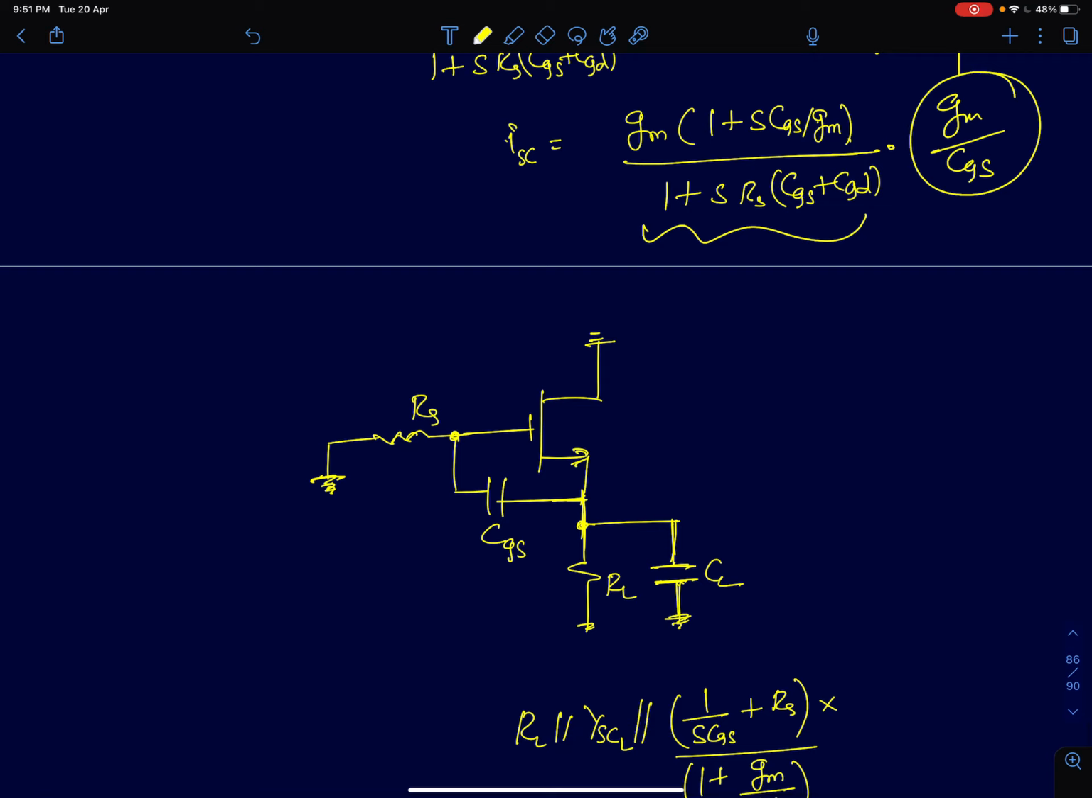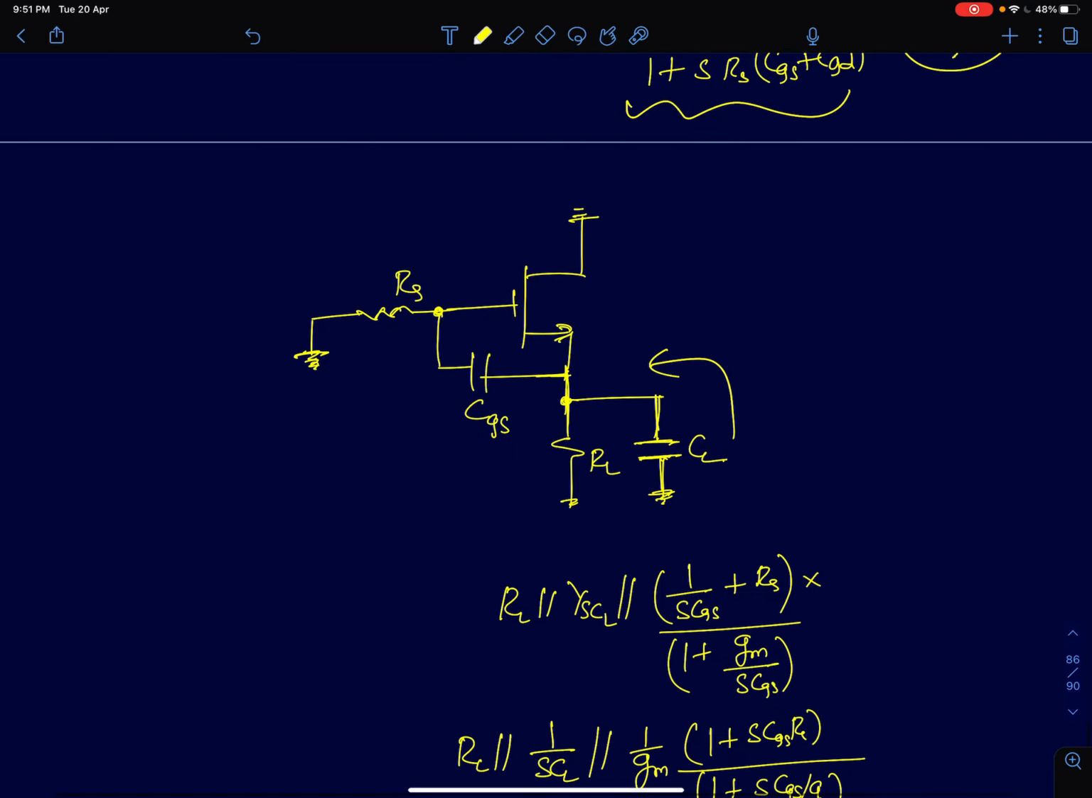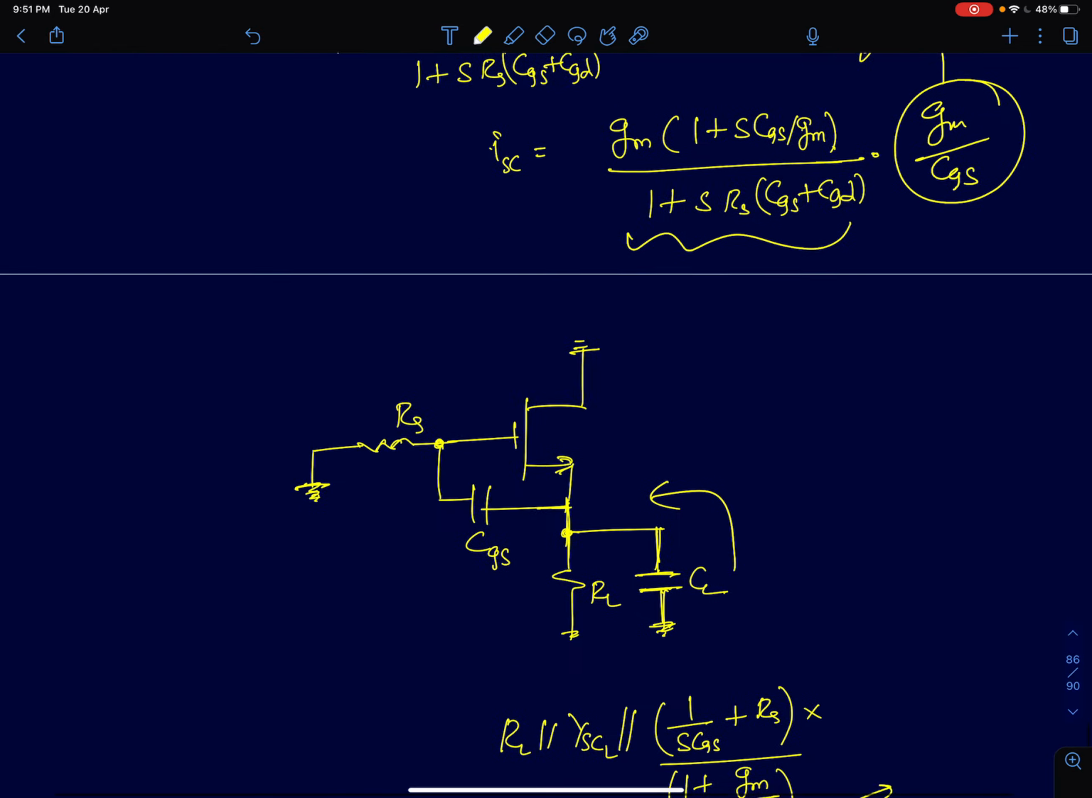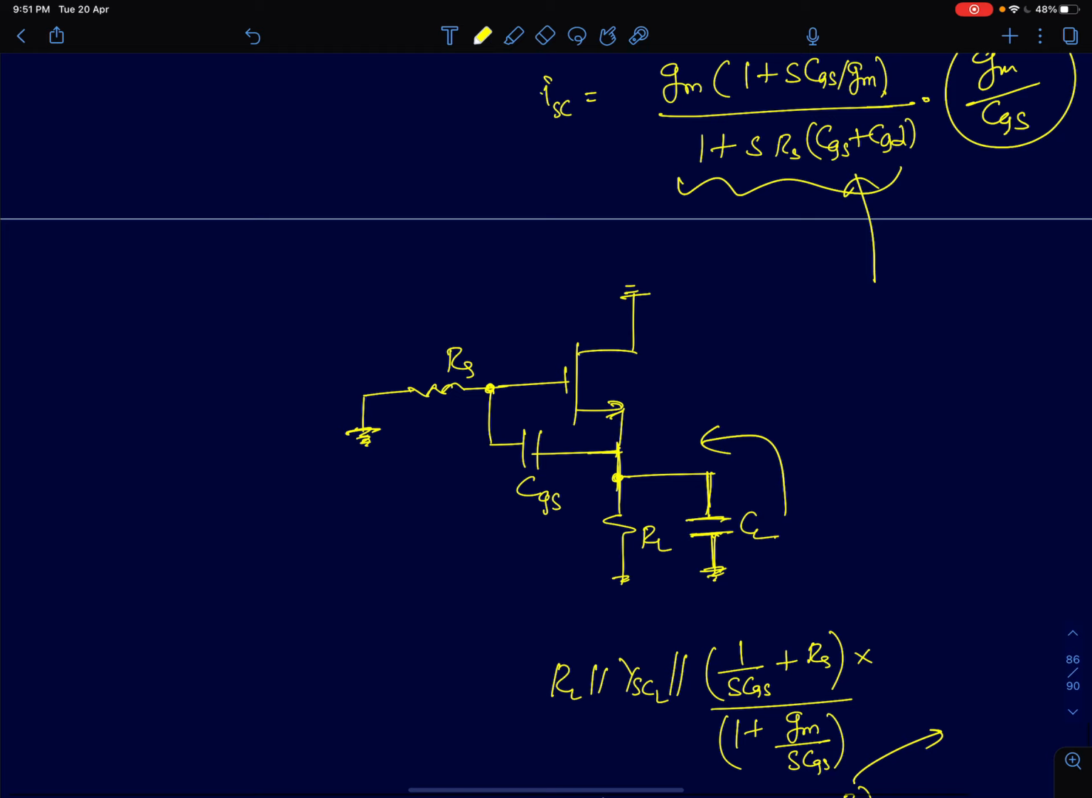Now to find the output impedance, again this will be a little bit more complicated. So what I'm going to say roughly is that one thing you can show is that the output impedance will have a zero at CGS RS. That zero will cancel out this pole here, but you will have two more poles in the system. So the system is eventually going to have two poles and one zero.